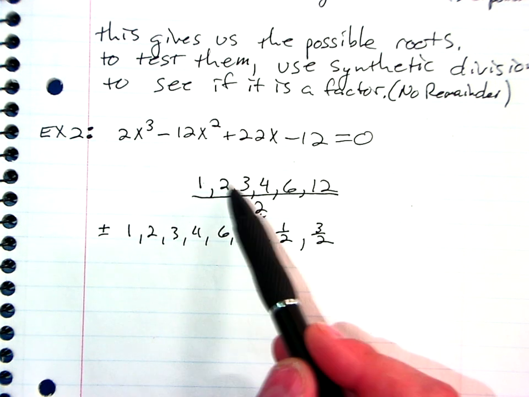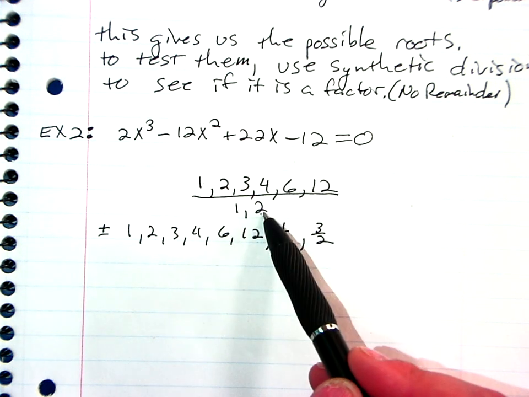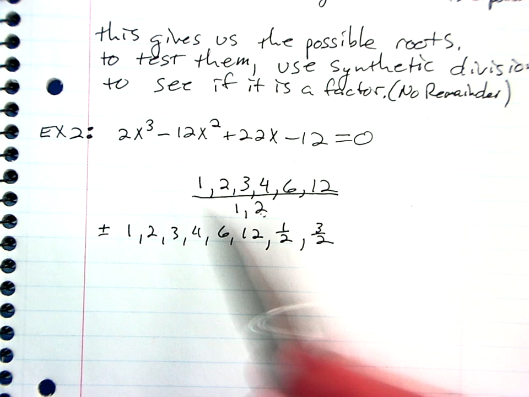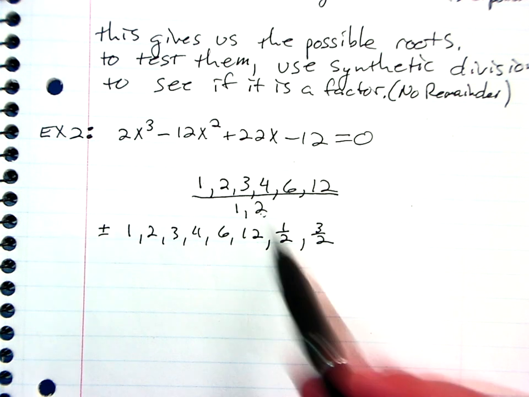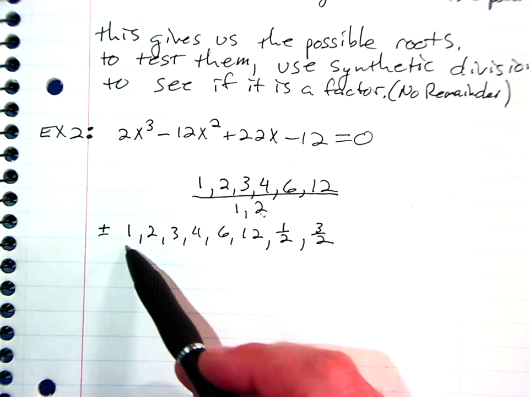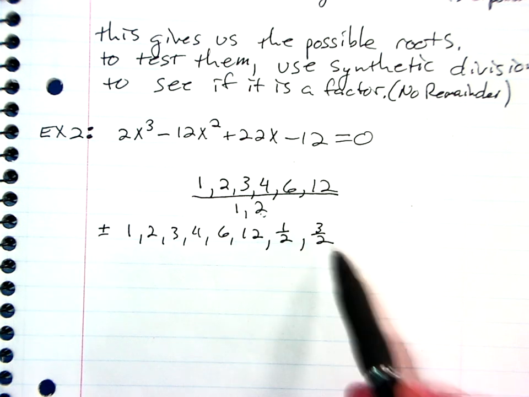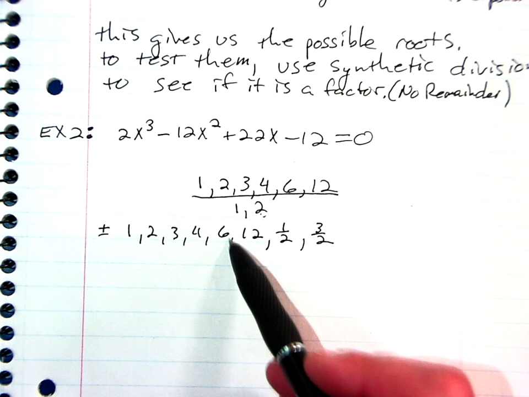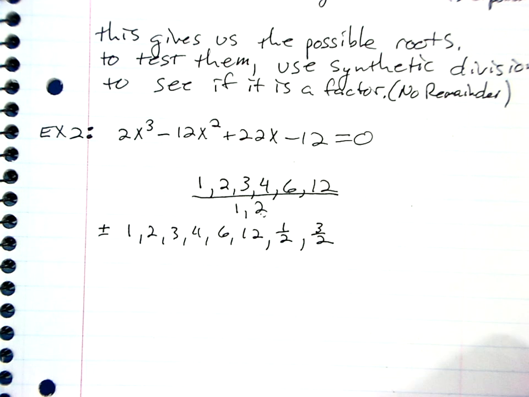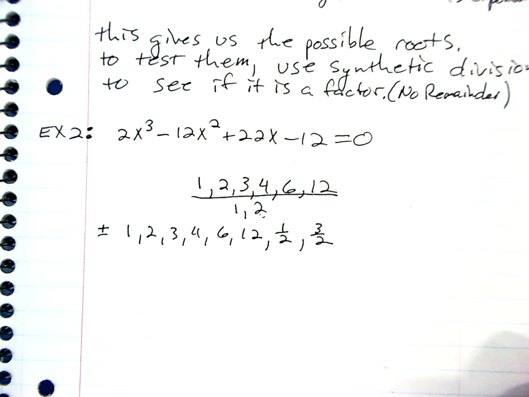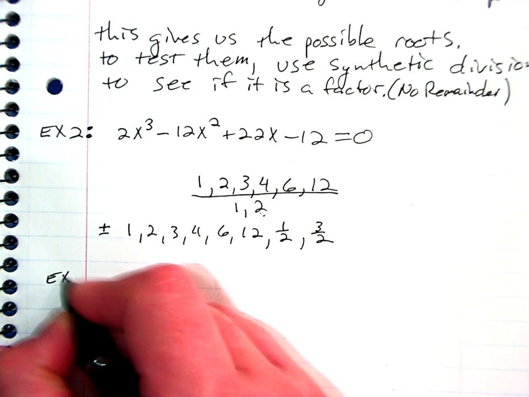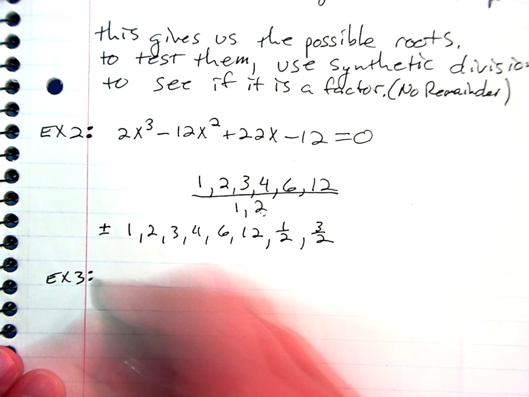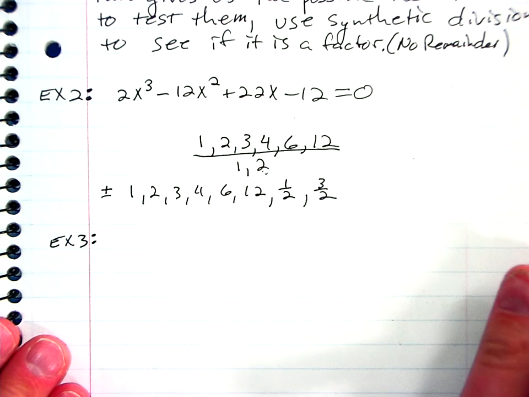Because it's a ratio, so 1 divided by 2 is 1/2. 2 divided by 2 was 1. We already wrote that. 3 divided by 2, 4 divided by 2 is there. 6 divided by 2 is there. 12 divided by 2 is there. So those are all our potential roots. So now what it wants us to do is to actually find some roots. All right, example 3. And tomorrow's a homework day, so we have all day tomorrow to work on this if you get stuck.